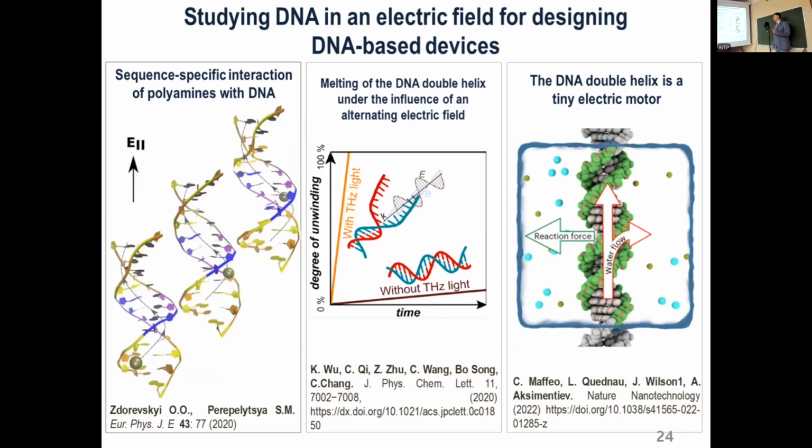But there is another electromotor, which is based on the conformational transition from right-handed to left-handed DNA. This is slightly different, but it is realized experimentally. And in this case, DNA also rotates, and this rotation can be used to create an electromotor. Thank you.